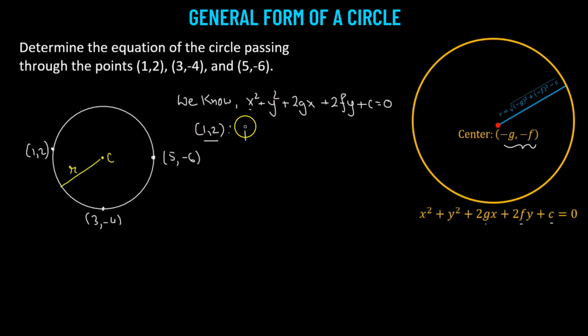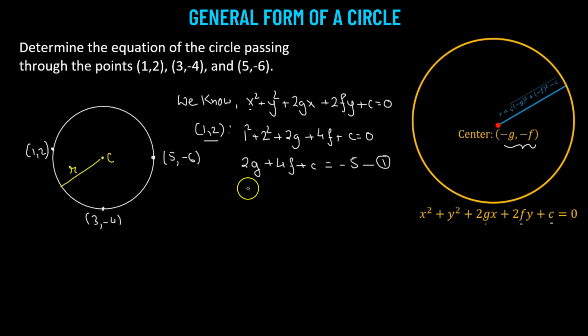So that means we get 1 squared plus 2 squared plus 2g plus 2 times 2 will be 4, so we have 4f plus c equals 0. So this immediately gives us an equation in 3 variables: 2g plus 4f plus c equals -5. We're going to label this as equation number 1.